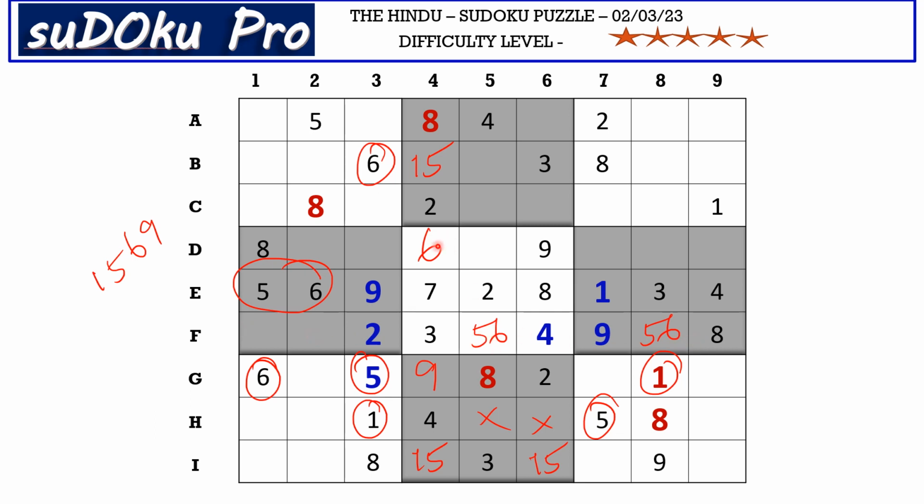Now this 6 cancels out the 6 here. So F5 takes 5 and F8 takes 6. Now in this central block we have only one empty cell and the missing number is 1.